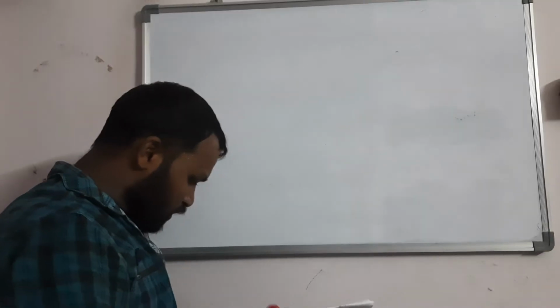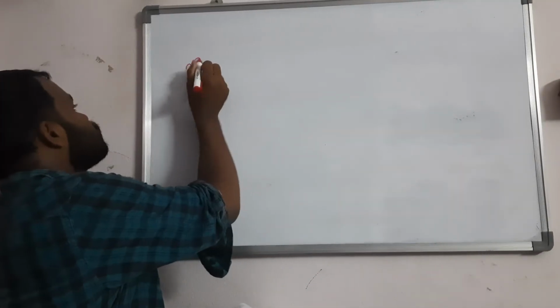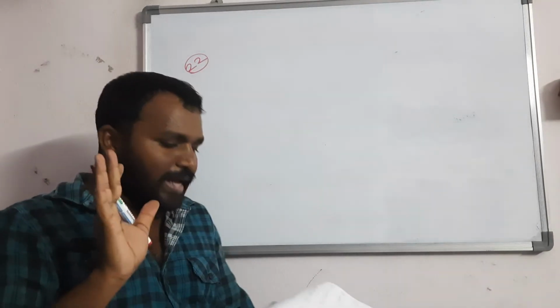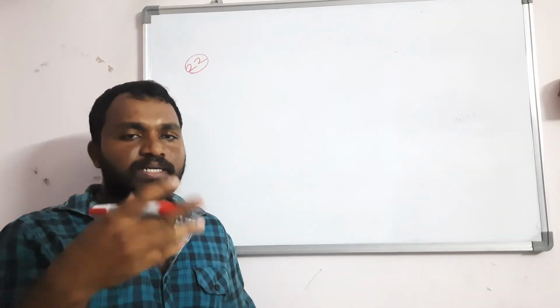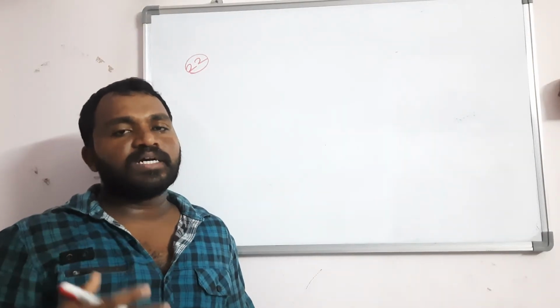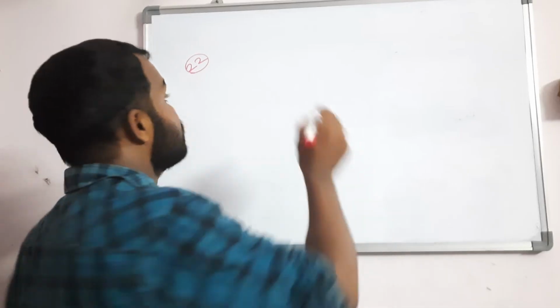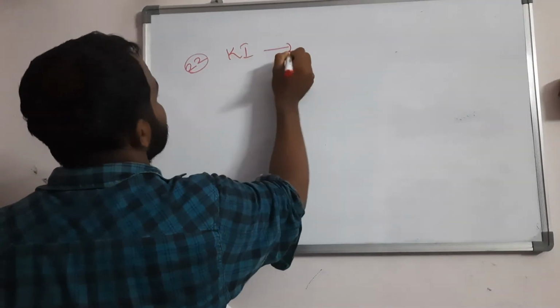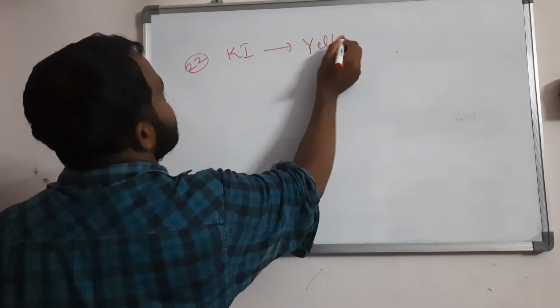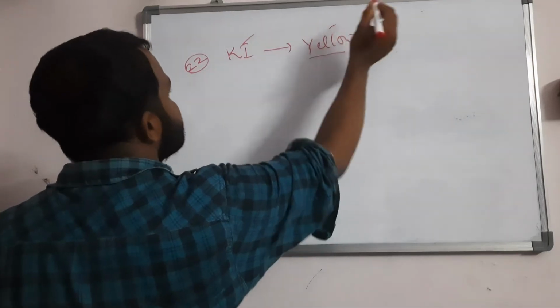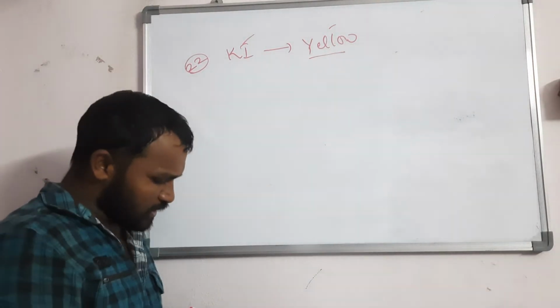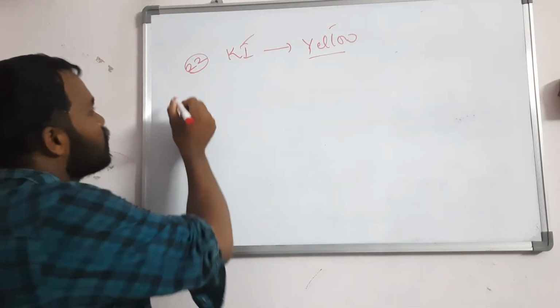Next, question number 22. I don't remember this question exactly, but the Ka is something that reacts with something. It asks what the color of the iodine solution is. Since iodide is there, we can say it is yellow. I am just guessing this, but I don't know the exact concept for it.